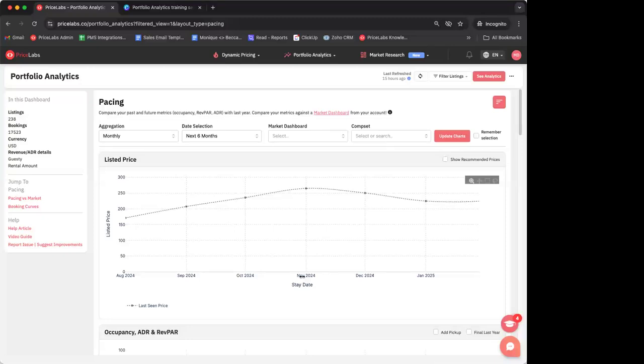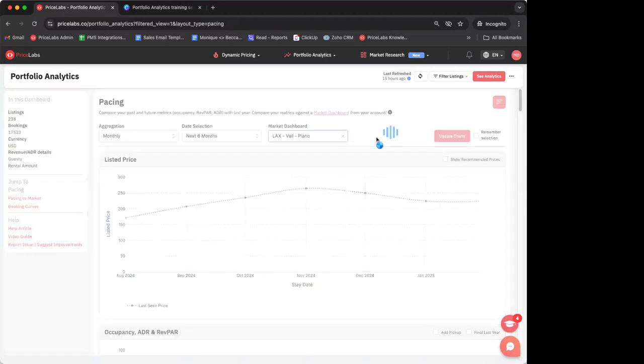So the pacing section is the first section that comes up here. You do have the jump to section here to look at pacing versus the market and booking curves. So the first section is pacing. This is where you can add market data. So if you have an active market dashboard, you can select it in this dropdown.